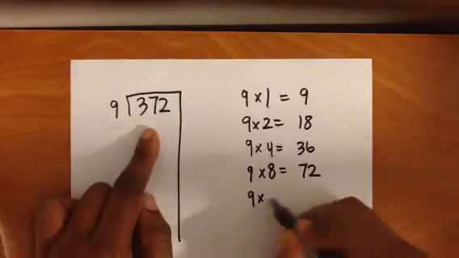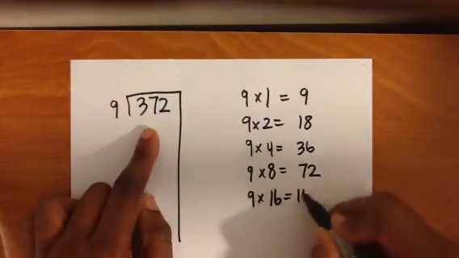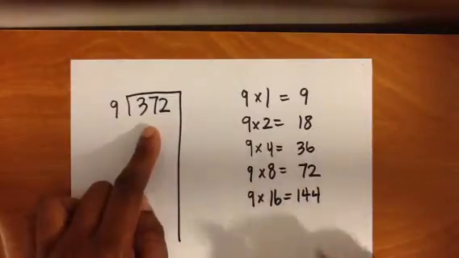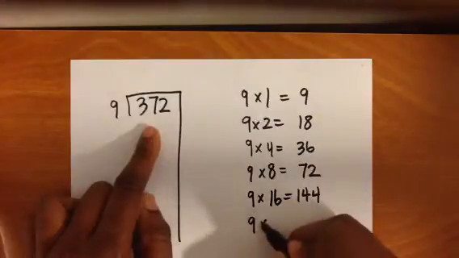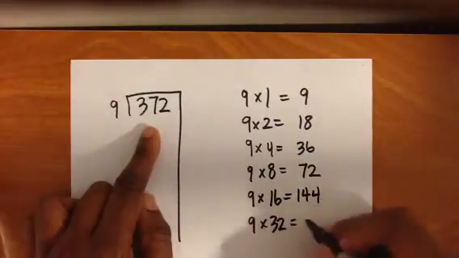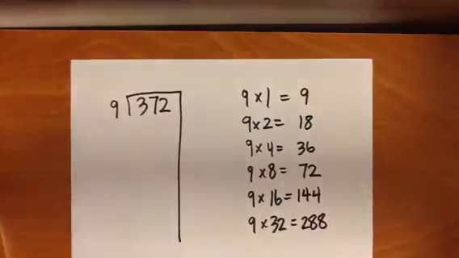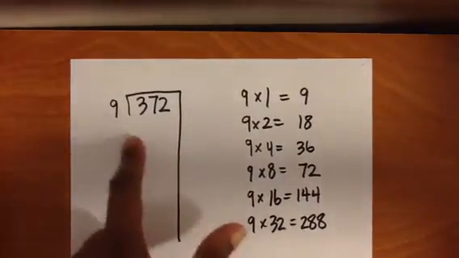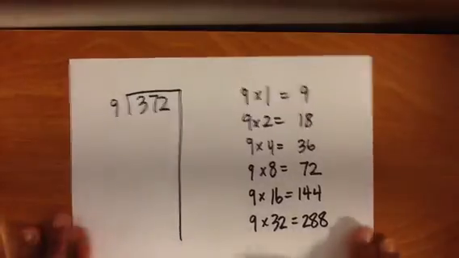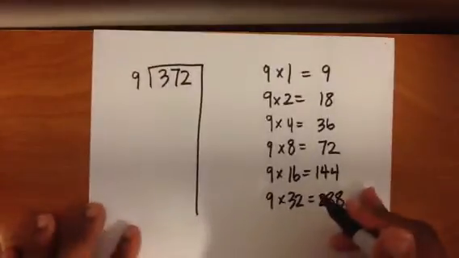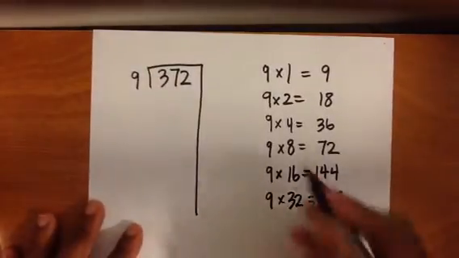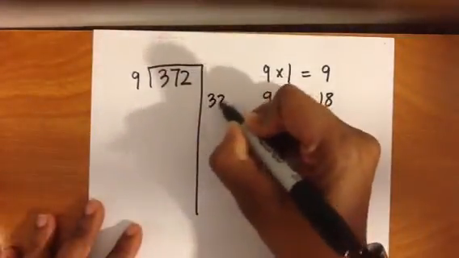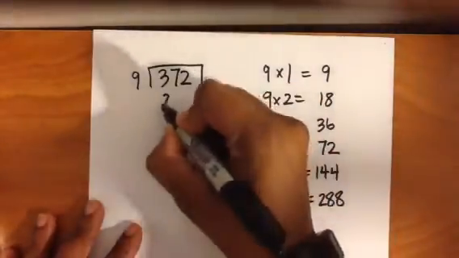Double it. 9 times 16 is 144. Getting closer. I think I can get another 144 in, so I'm going to double it. That gives me 288. I'm going to stop because 200 plus 200 is 400, so that's going to be way too much. And then I still have the 88 to add to itself. So we'll use 9 times 32. 9 times 32 is 288.